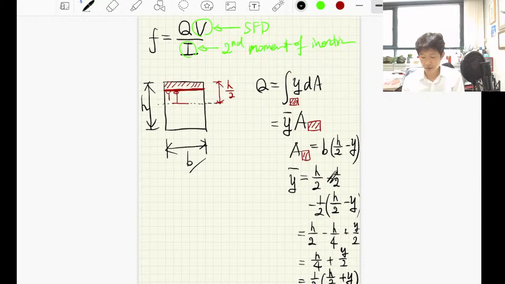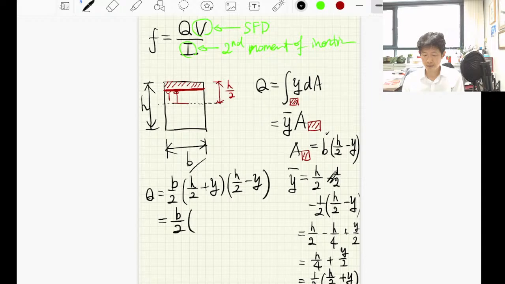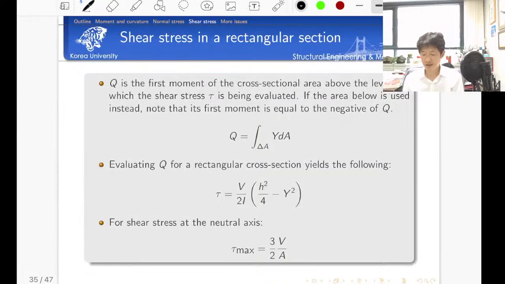Okay? Then my first moment becomes what? The Q is a half of h over 2 plus the y coordinate, and because we have b and h over 2 minus y, using high school mathematics we have h square over 4 minus y square. This is the first moment. Okay, let's check my calculation. So I have h square divided by 4 minus y square, and I have factor 2. And then make sure that we have shear force and the second moment of inertia, isn't it?